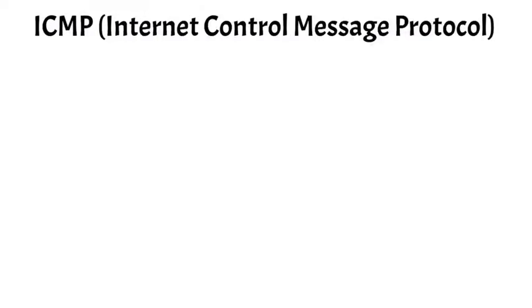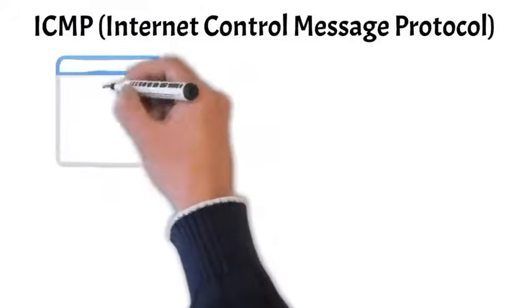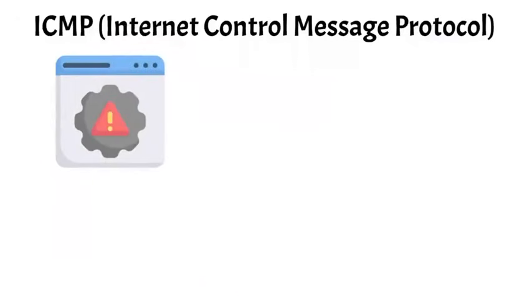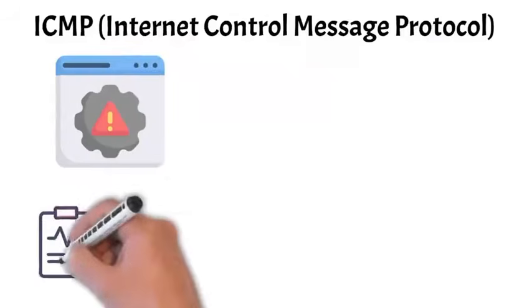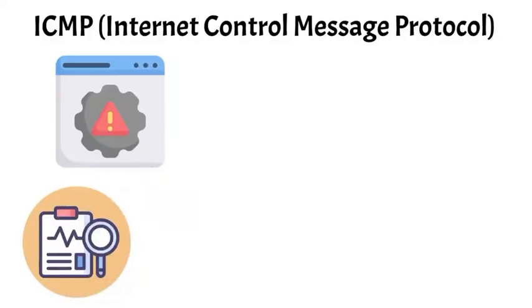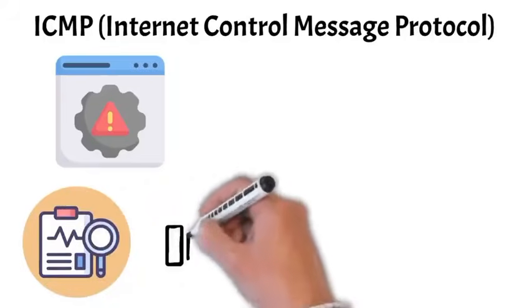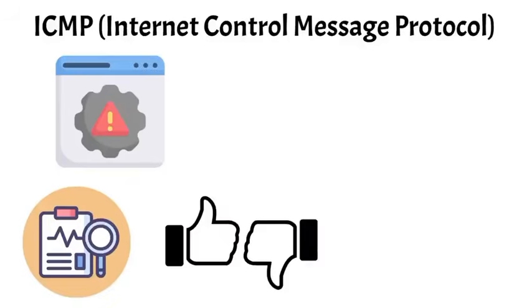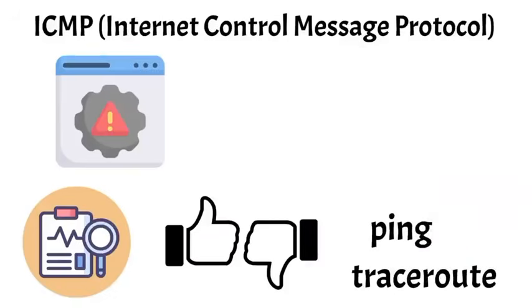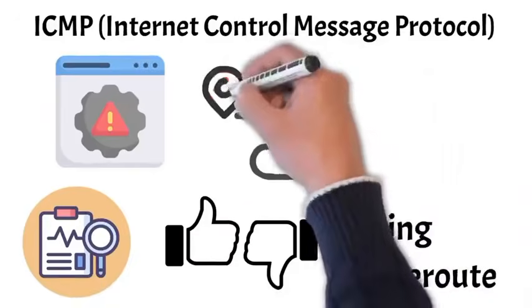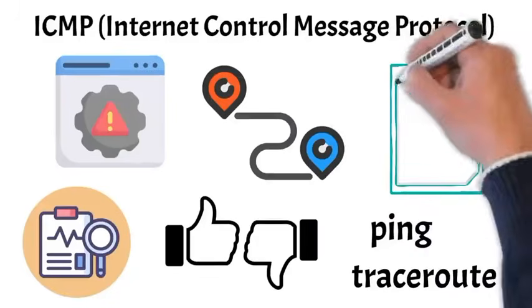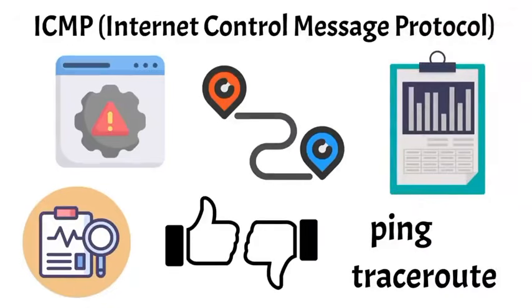Coming up next, ICMP. ICMP, or Internet Control Message Protocol, is a network protocol used to send error messages and operational information about network communication. It operates as part of the Internet Protocol Suite and is essential for diagnosing and managing network issues. ICMP helps in troubleshooting network connectivity problems, by providing feedback on the status of data transmission. For example, tools like Ping and Traceroute use ICMP to test the reachability of network devices and to determine the path that data takes across the network. By reporting errors and network conditions, ICMP aids in maintaining efficient and reliable network operations.